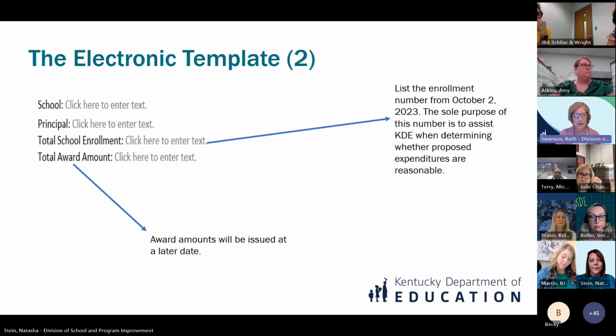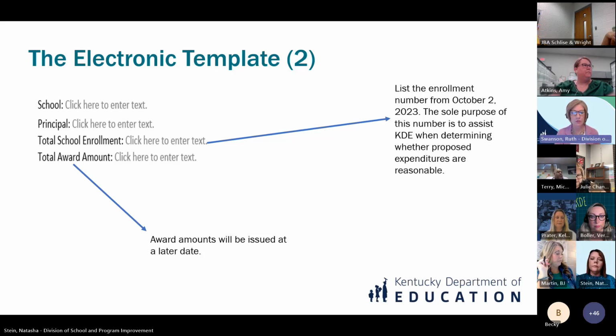You will also see that there's a spot where you are asked to put the total award amount. And we will be sharing those amounts later in the next coming days or weeks, but it will be in plenty of time for you to do your planning, so don't worry about that. But having that particular information up there just really helps remind everybody, school staff, district staff, KDE staff, that that is the number that should be fully allocated and budgeted within the application.